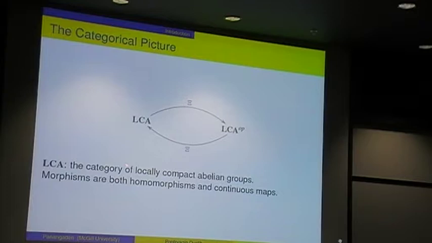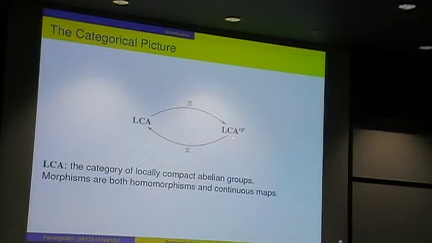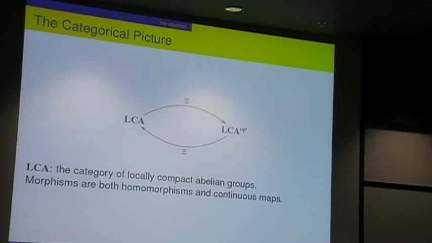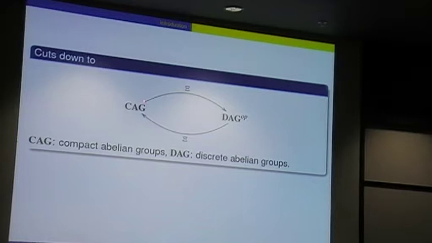And it turns out that you can construct a functor, and what it will do is construct a new group called the dual group, and you get essentially the mirror image of your original category as opposed to a different category. So that's why it's a kind of self-duality. If you only look at compact abelian groups, then on this side you will get discrete abelian groups. And if you go back from discrete abelian groups, you'll get compact abelian groups. That's the form in which it's more often used.